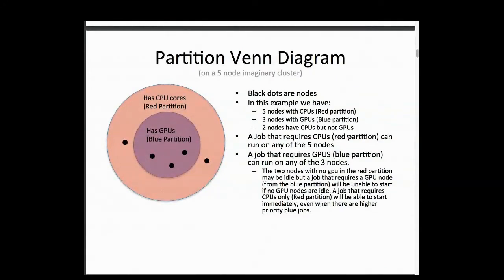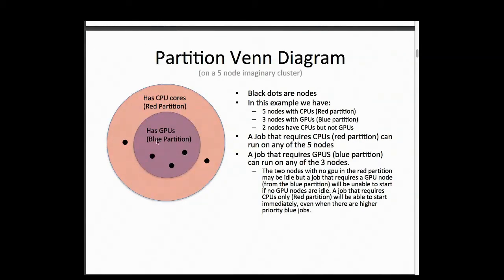So let's look at a simple partition Venn diagram here. Now this is an imaginary 5-node cluster, and this particular Venn diagram is just an example. The Compute Canada systems don't work this way, but at least in terms of GPUs, the Venn diagram partition is accurate. We're just doing a simplified diagram first to understand what's going on, and then we'll move to a more complex one, what's actually happening on Graham and Cedar.